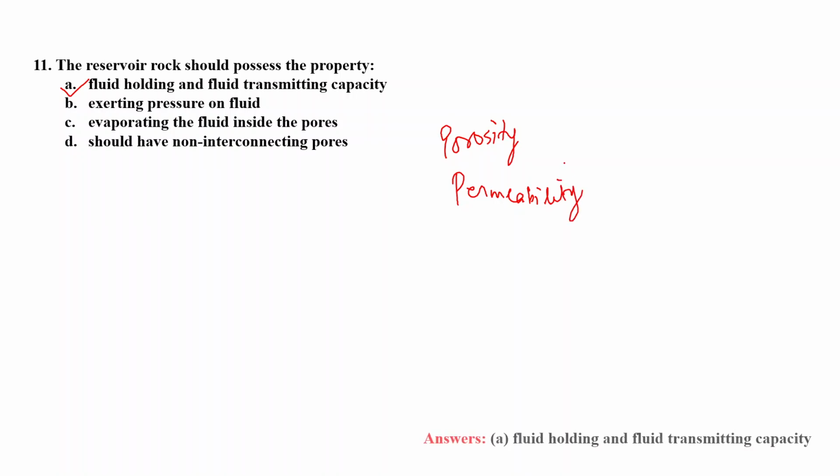11th question. The reservoir rock should possess the property. Ma'am, option A. Yes, it is correct. Fluid holding and fluid transmitting capacity. Basically, fluid holding is the porosity, and fluid transmitting is the permeability. So both the properties are required for a good reservoir rock.